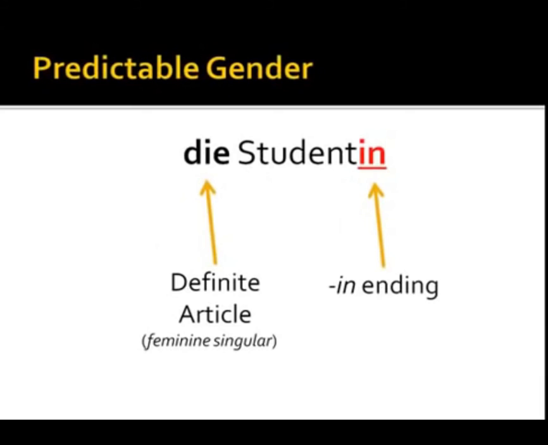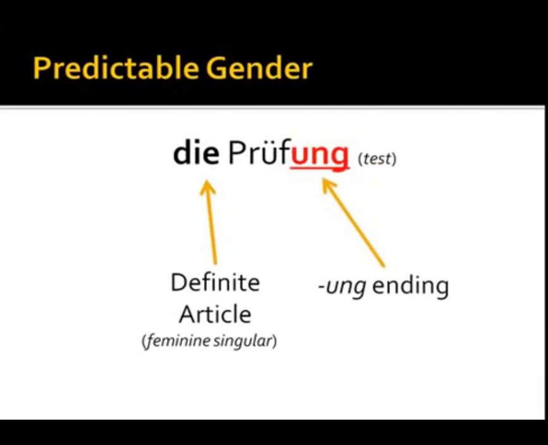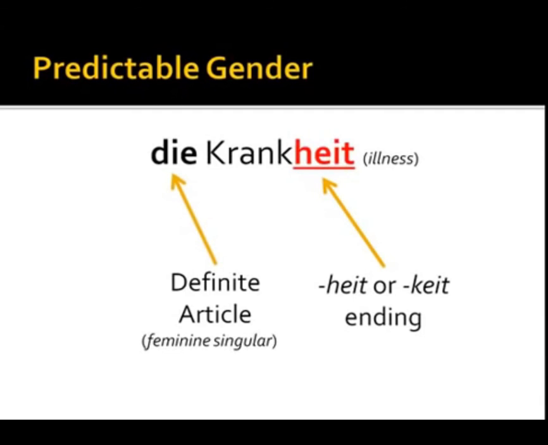However, there are a few tricks that we can employ. If we have a noun that ends in -in, that will automatically change the noun to a feminine. So der Student, the student, which is masculine singular, if we add an -in ending onto it, it will change it to a feminine singular, die Studentin. Same thing with -ung endings. If you ever see a noun that has an -ung ending, this noun will always, always be feminine singular. Same thing with nouns that end in -heit or -keit. Die Krankheit, the illness. This will always, always be a feminine singular noun.